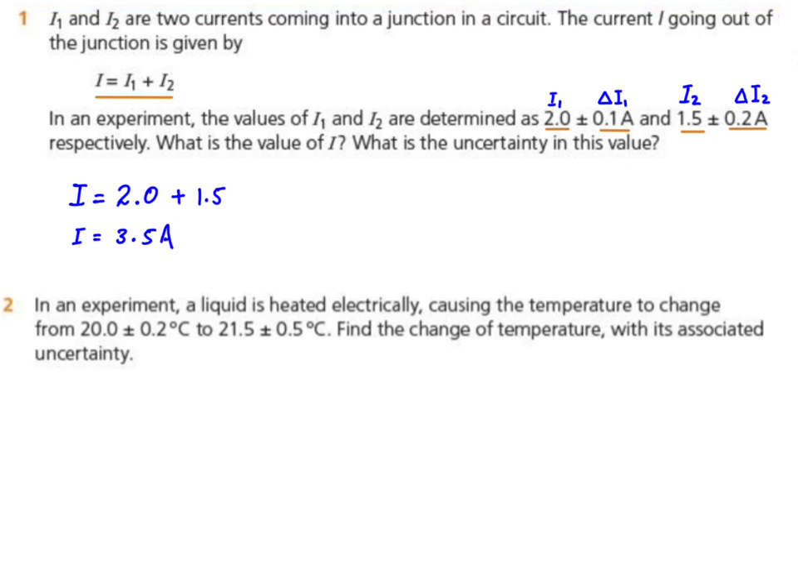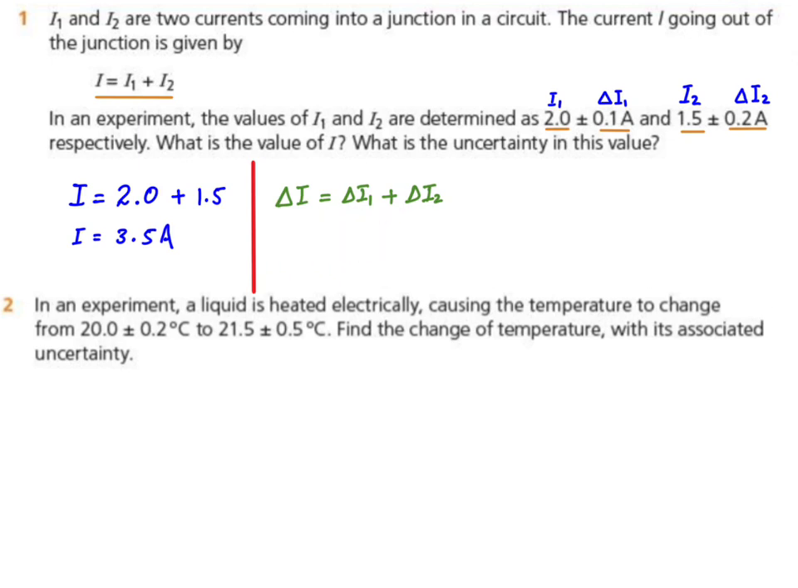Right, 3.5 amperes. Now you need to calculate the absolute uncertainty in I, the error in I. So it's delta I equals delta I1 plus delta I2. You are given delta I1 and delta I2, and I told you if the quantity is found by adding two quantities or subtracting two quantities, its uncertainty will be found by doing what? By adding its absolute uncertainties.